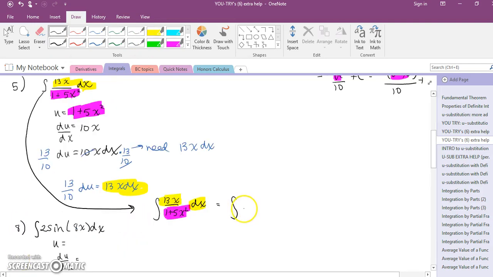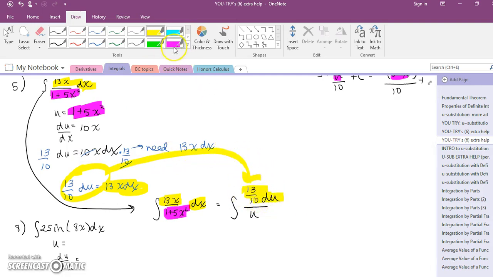So let's rewrite our integral. So it's a lot simpler now. In the denominator, I'm going to throw my u. 13x dx is the same as 13 over 10 du. That came from right here. So this is my u parts, and this is my u. All right, so let's make this look a little bit nicer. Constant out front, always, always, always.